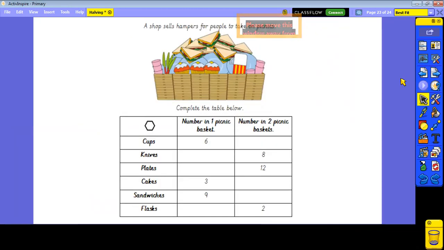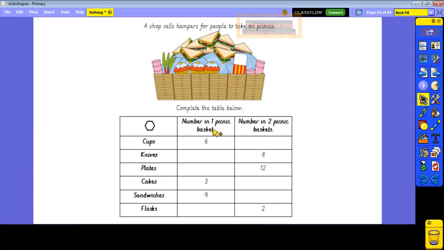And then the hexagon sheet is a bit of a problem solving activity. So a shop sells hampers for people to take on picnics. Now a hamper is a big basket full of food. So you can buy one of these hampers at a shop and take it on a picnic, and it's all ready for you. Now in this hamper, you can see there are sandwiches, there are plates, there are cakes, knives, cups, flasks.